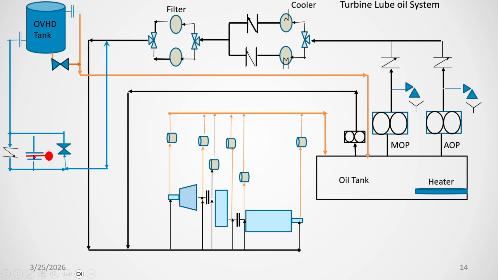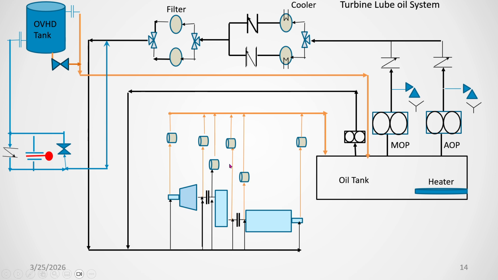Through this orifice, some minor oil will go to the overhead tank, and this valve on the drain line is normally closed. So through this outlet it will go to the drain, but the tank will always remain at full volume. And the volume of this tank is such that the coasting down period plus 45 minutes of oil should be available. So when the turbine is tripped, the coasting down window from full speed to zero speed will take 5 to 6 minutes or something like that.